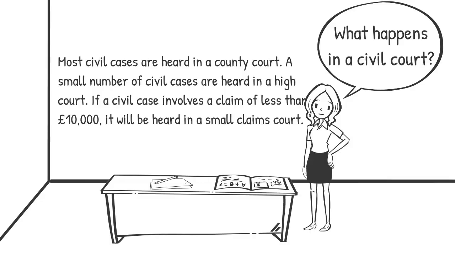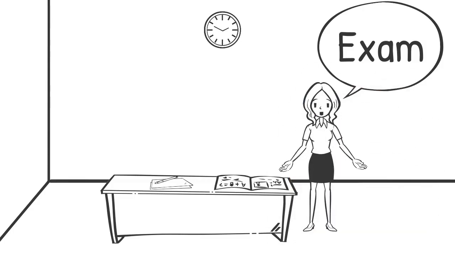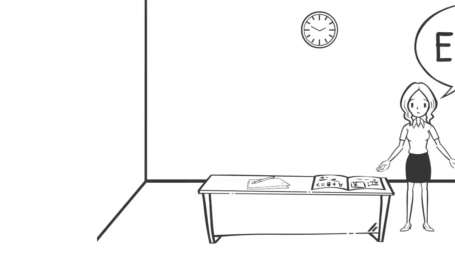In a civil court, a judge sits without a jury to decide almost all civil cases. In a criminal court, less serious offences are dealt with in Magistrates Court and serious offences in Crown Courts before a judge and jury. In the exam, you might be asked to describe the difference between civil and criminal cases.